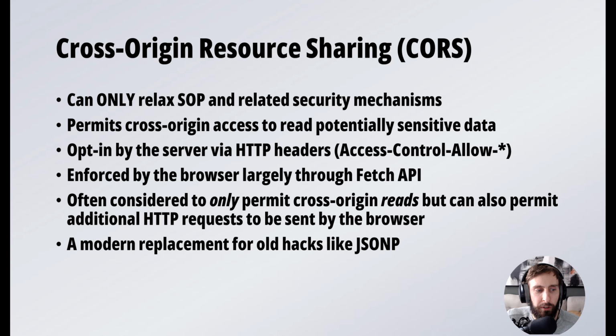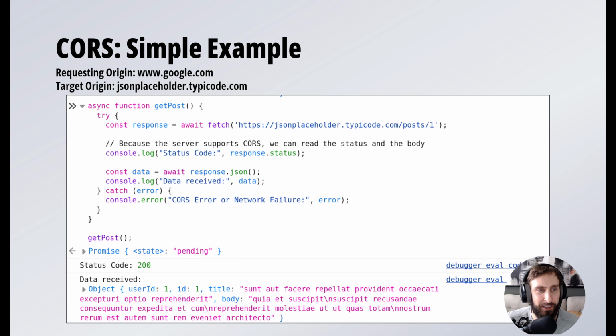And in general, it's considered a modern replacement for old hacks like JSON-P, which existed because CORS didn't exist. Is CORS the best replacement for JSON-P? Maybe, but certainly we've seen a lot of improper and insecure uses in practice.